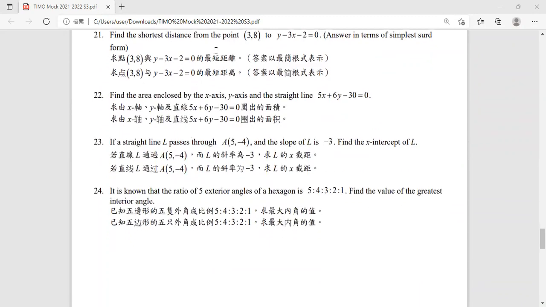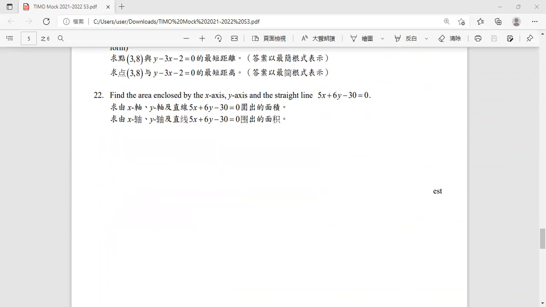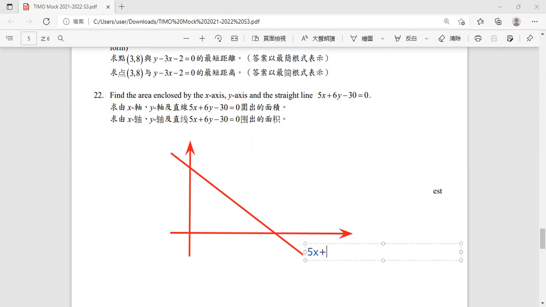And 22 is easy because you just find the point of intersection. So you just draw the Cartesian plane, and you have the line 5x plus 6y is equal to 30. Then you find these 2 points, and then the job is done in 99%.